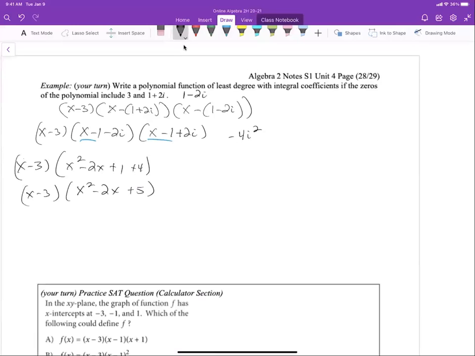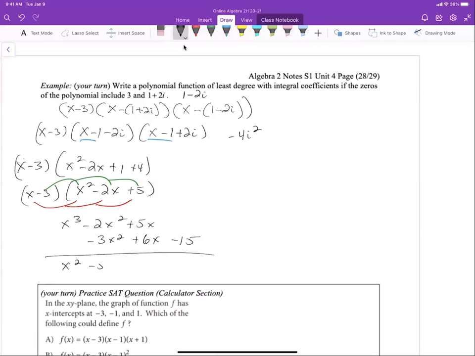And now I have to multiply through by x and negative 3. So what do I get? I get x cubed minus 2x squared plus 5x. And then I get negative 3x squared plus 6x minus 15. Add them. x cubed minus 5x squared plus 11x minus 15. I'll go check my work. Where's my answer? x cubed, 5x squared.